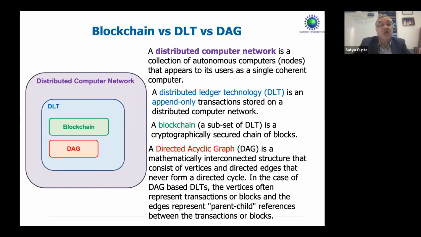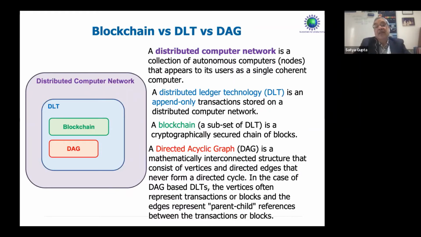Then on top of that, there is this blockchain called distributed ledger technology, DLT: append-only transactions stored on a distributed computer network. The computer network remains the same. You just store this blockchain infrastructure in the form of DLT. So a blockchain, a subset of the DLT, is a cryptographically secured chain of blocks.